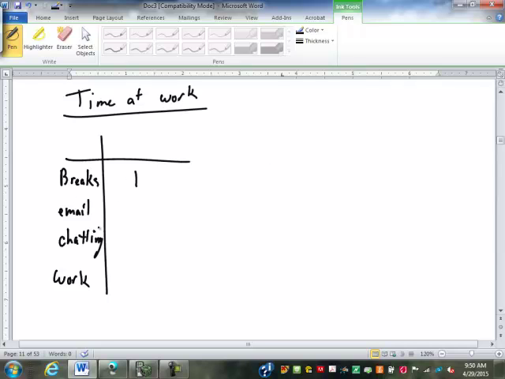Sure. Let's say your breaks amount to 1 hour a day. Your emails, an hour and a half. Chatting, let's call it an hour. So your actual work is 4.5 hours out of your 8-hour shift. Actually, that's not uncommon, by the way. Most studies have shown that in an 8-hour shift, you get 4 to 4.5 hours of work out of the employee.